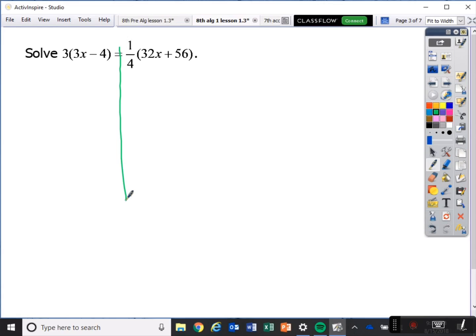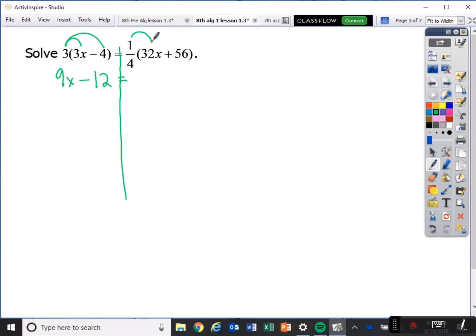All right, so 3 times 3x is 9x. 3 times, is that 4 or negative 4? Negative 4. So what's 3 times negative 4? Negative 12. Notice my negative just became my minus. I didn't put minus negative 12, did I? No. Just minus 12 equals, now distribute on the other side.